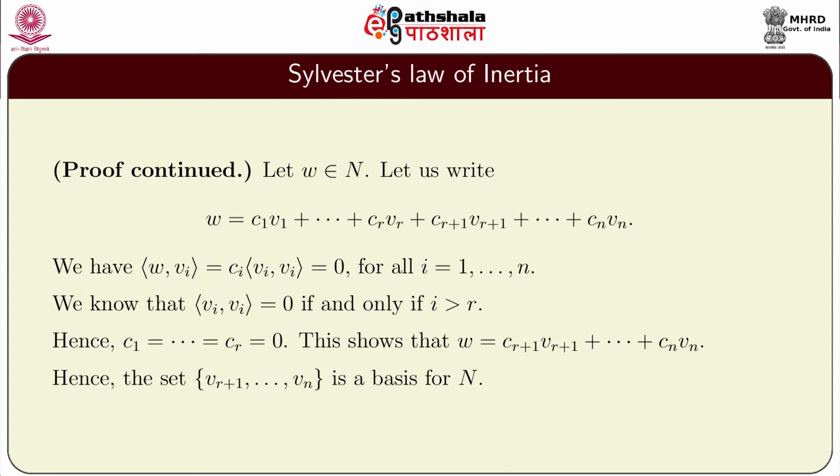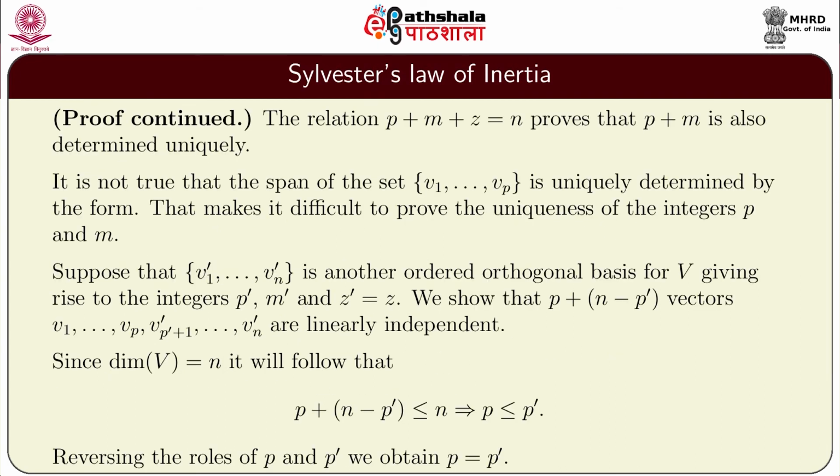Hence, the set Vr plus 1 and so on up to Vn is a spanning set for the null space N, and it is also linearly independent and therefore a basis for the null space N. Now, we have this relation between these integers that p plus m plus z is equal to n, and just now we have proved that the integer z is independent of the choice of basis. Therefore, the integer p plus m is also independent of the choice of basis, that is, it is determined uniquely.